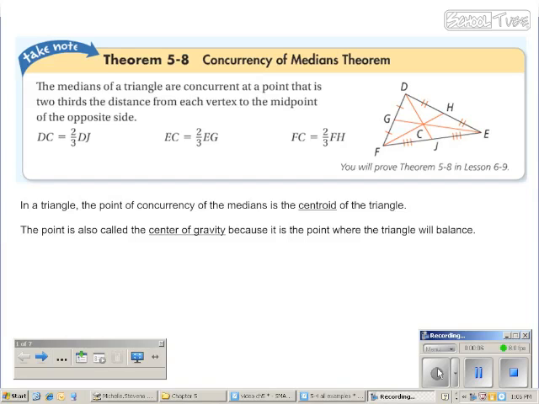Alright, hello class. This information is coming from Chapter 5, Section 4. The title of the section is Medians and Altitudes. And for the beginning of the lesson here, we will start with medians.